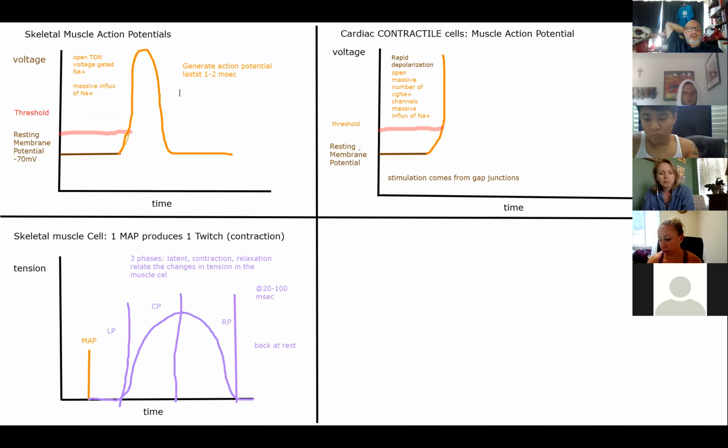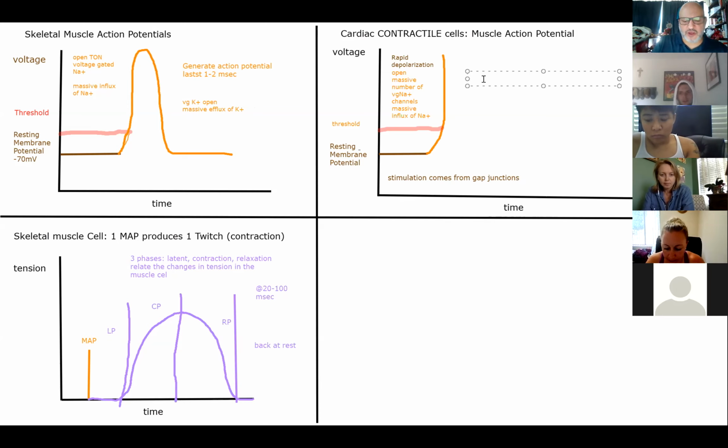Anyone remember over here what makes the cell repolarize so quickly? Potassium leaving the cell. There you go. Voltage-gated potassium channels open. We get a massive efflux, outward movement of potassium, and the cell gets more negative. And that's why it goes right back down right away. But that's not what happens in our cardiac muscle. In our cardiac muscle, something really interesting happens. So let's actually change colors.